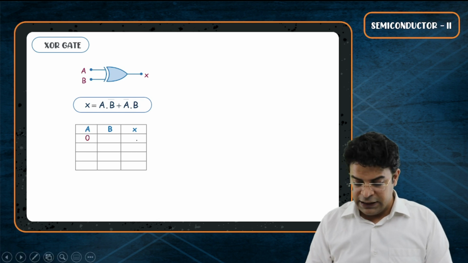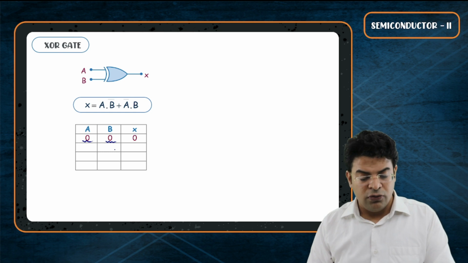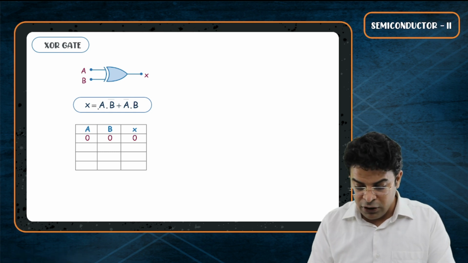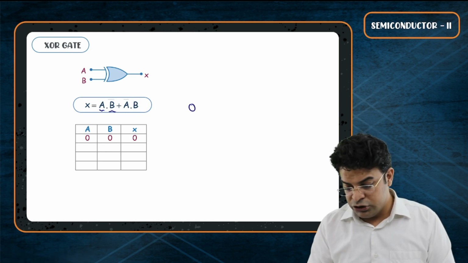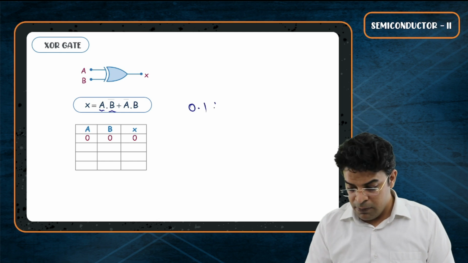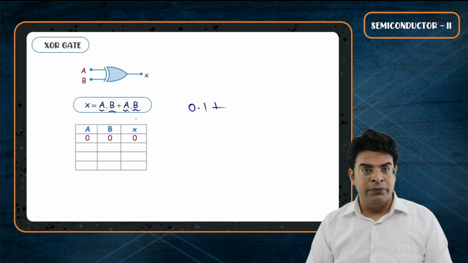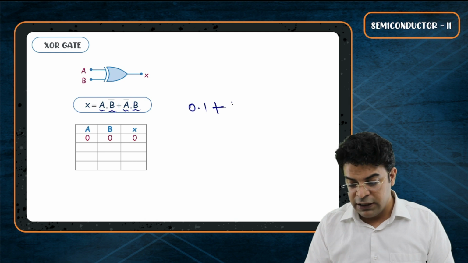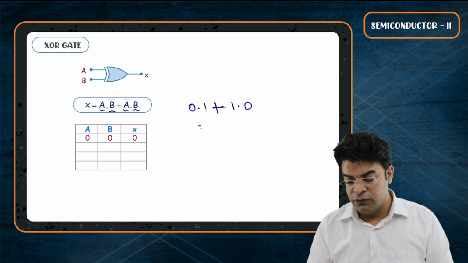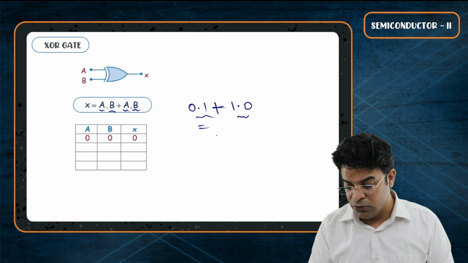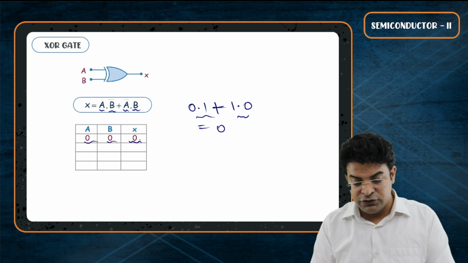Think for the first case, a being 0, b being 0. What will be the value of x? So you have got a dot b bar: 0 dot 0 bar, 1, plus a bar dot b: 0 bar, that is 1, dot b, 0. So what you get is 0 plus 0, that gives you 0. So 0 0 gives you 0.